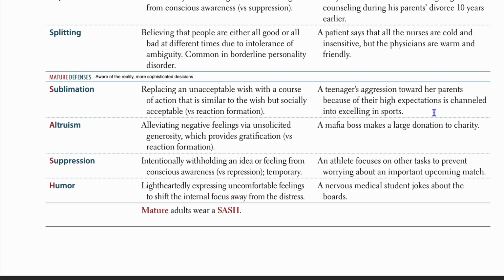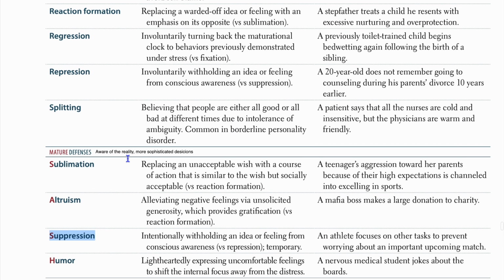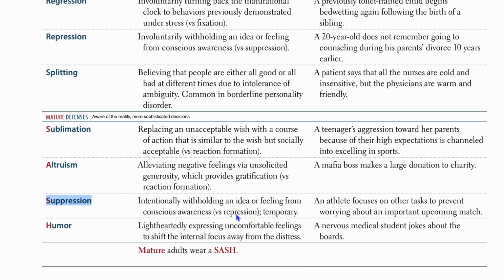Altruism. A mafia boss makes a large donation to charity. It's alleviating negative feelings via unsolicited generosity, which provides gratification, versus reaction formation. Okay, that's a fun one. Suppression. An athlete focuses on other tasks to prevent worrying about an important upcoming match. This is a tough one to differentiate from, what was it? Repression, right? Involuntarily withholding an idea from the conscious mind.